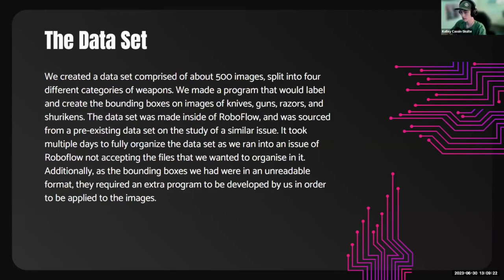So we created a data set comprised of about 500 images split into 4 different categories of weapons. And we created a program that would label each of these and create bounding boxes based on a document that we had that already had some information on the bounding boxes. The 4 categories were knives, guns, razors, and shurikens or ninja stars. And we set up this data set inside of RoboFlow. As I said, we sourced from a pre-existing data set that worked with a study on a similar issue.